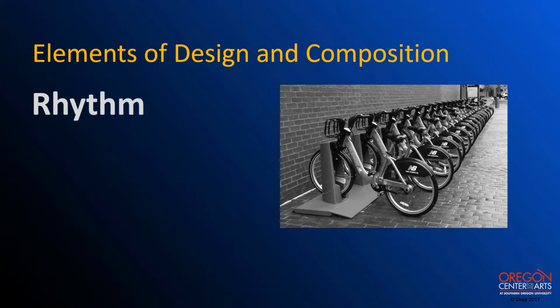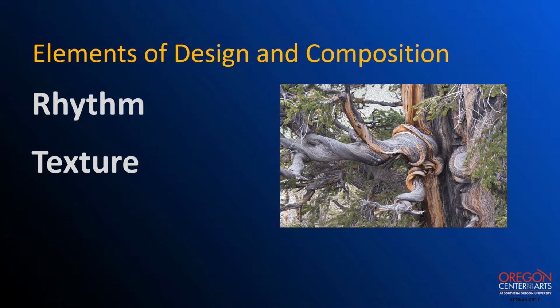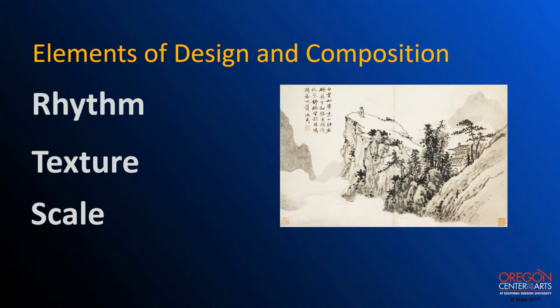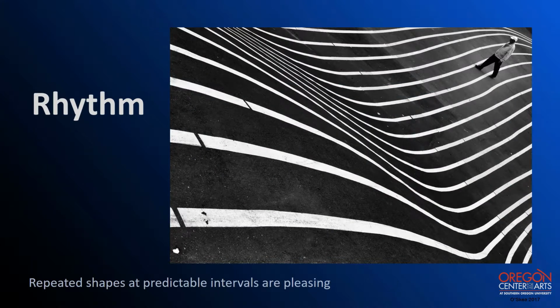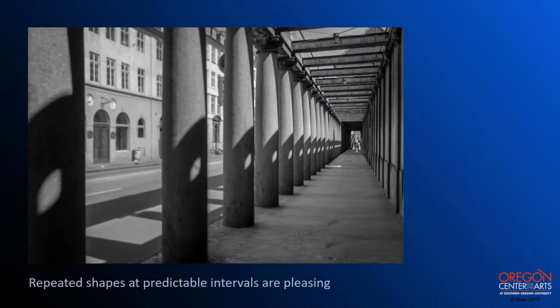All right, here's our next set of triplets here. Rhythm, texture, and scale are all big elements of design. Rhythm we're very accustomed to thinking about in terms of sound, right? The rhythm of music or the rhythm of a heartbeat, repeated things that are in predictable intervals. A complicated rhythm might be very complicated, but it's predictable and therefore pleasing. And we can see that same thing visually. So repeated shapes at predictable intervals are pleasing, like a row of columns.